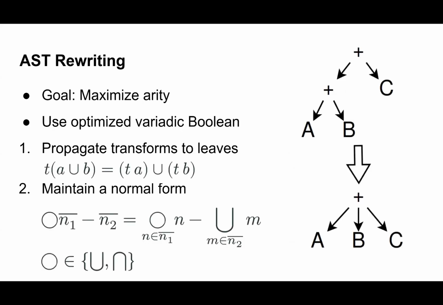So about the AST rewriting part, these are quite trivial. The idea is we want to maximize arity for Boolean operations, because we can then use optimized periodic Boolean operations to quickly do union or intersection on meshes. The idea here is we just propagate transformations down to leaves, so it's not blocking any of the other simplification. And then we maintain a normal form. Basically, you do union or intersection of a bunch of meshes, and then you subtract a bunch of other meshes from them.